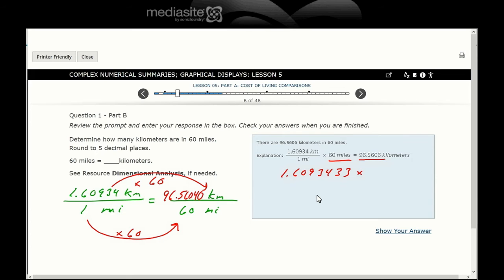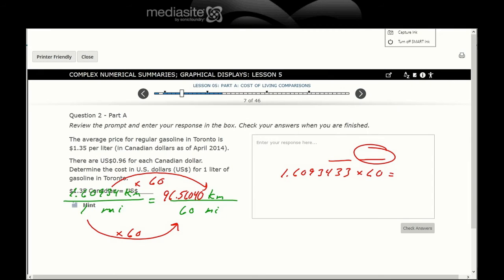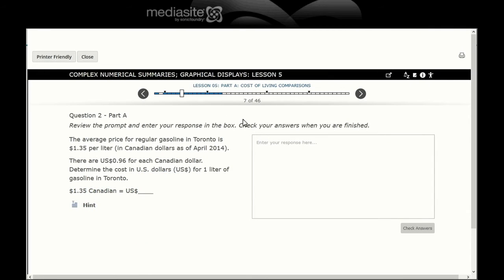And of course, do that times 60, you do get that. So, a little inconsistency on the books part here. Now let's go further. Review the prompt and enter your response in the box.